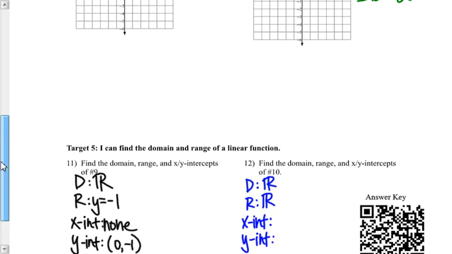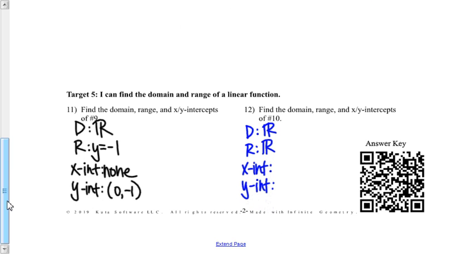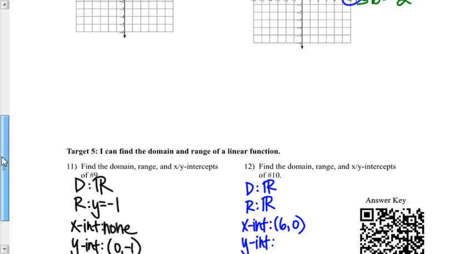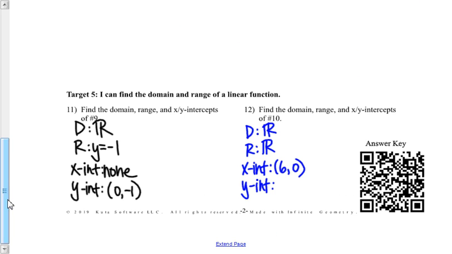Now we're going to see if it crosses the x-axis, and we actually can see that it does cross, and we can see the value is 6. Remember, we can always solve for the x-intercept by making y equal to 0 in the equation if we can't see where it crosses from the graph. And then the y-intercept we talked about earlier is at 2. It's that b value. And there you go. That's your quiz review.